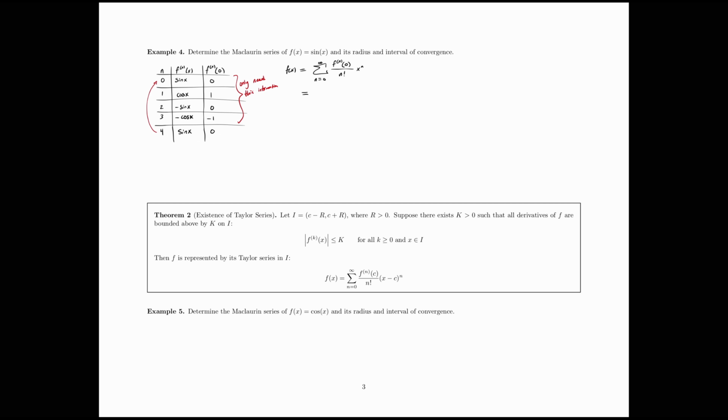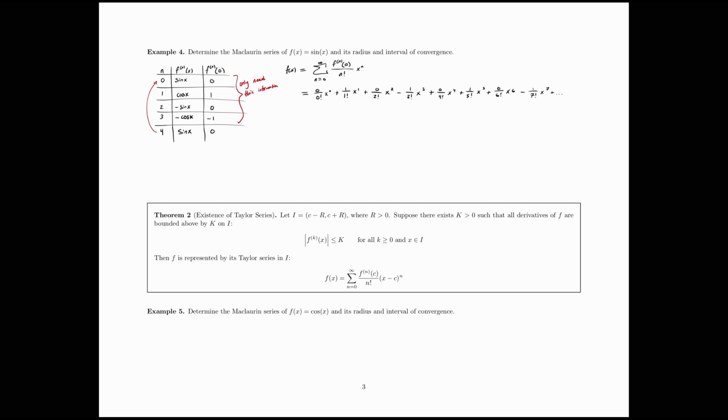So if we write this out in its full, expanded form, this would be 0 over 0 factorial x to the 0, plus 1 over 1 factorial x to the first, plus 0 over 2 factorial x to the 2, minus 1 over 3 factorial x cubed, and then we're right back to the start, which is 0 over 4 factorial x to the 4th, plus 1 over 5 factorial x to the 5th, plus 0 over 6 factorial x to the 6th, minus 1 over 7 factorial x to the 7th, and then I think we all get the idea.